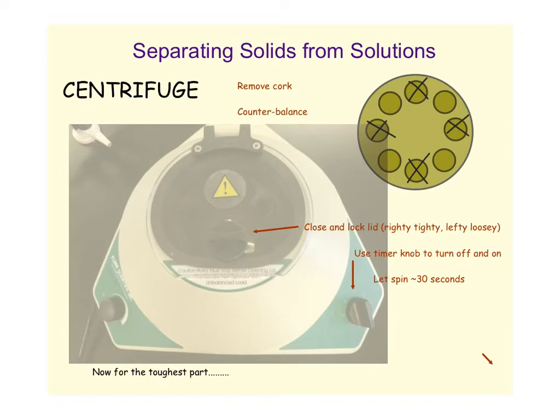After it's done, the centrifuge will continue to spin. You have to wait for it to completely stop before you open it up and take your test tubes out. Don't try to stop it with your hand or slow it down. You're going to break the centrifuge. You're going to break your hand. So just be patient and let the centrifuge stop spinning on its own.